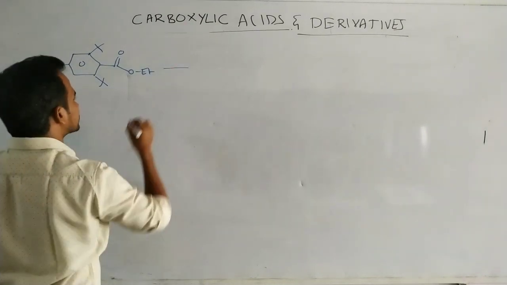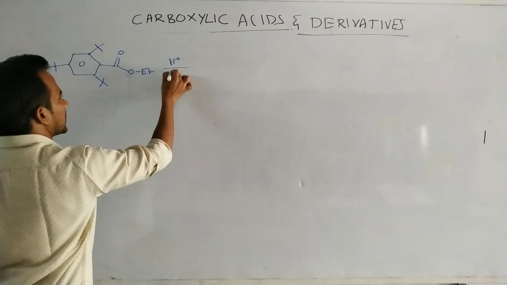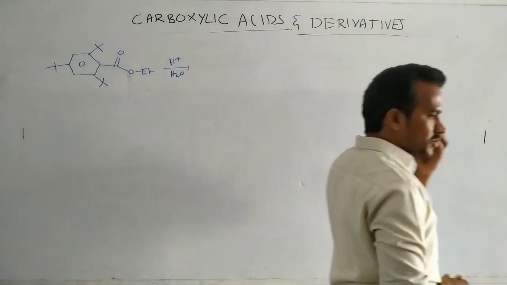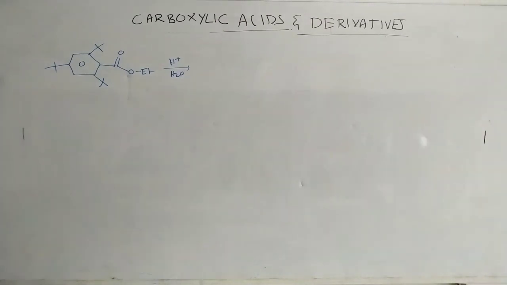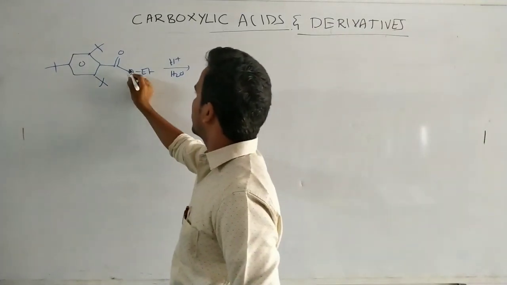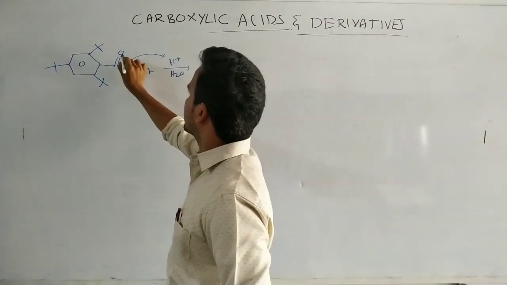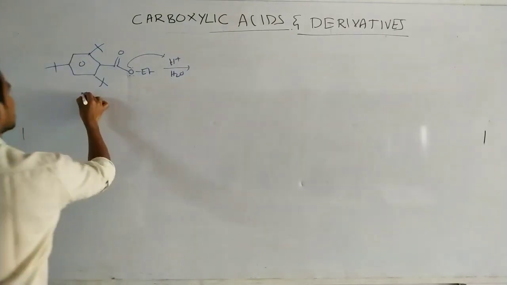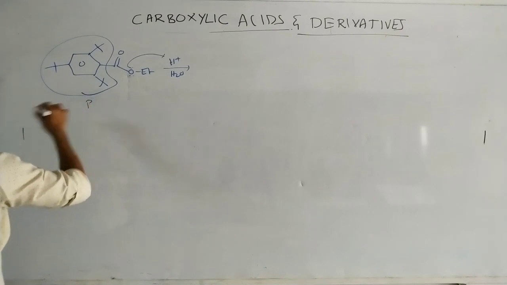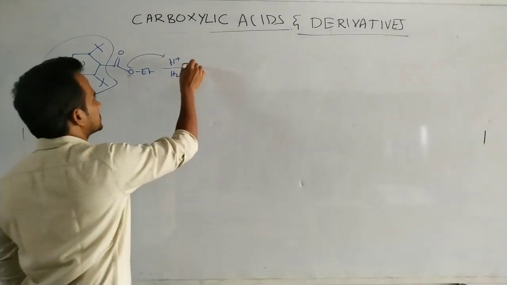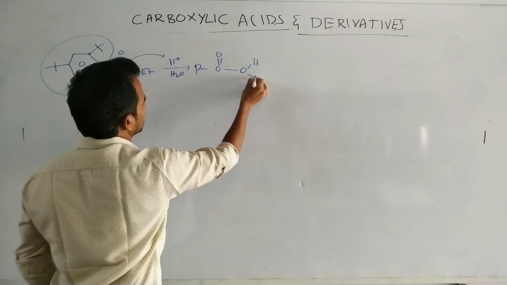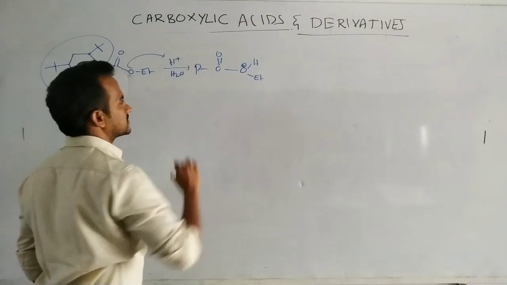In this case, H plus and H2O. So in this one, protonation takes place on the alkyl oxygen bond, because of the steric factor. Here protonation on the carbonyl does not take place. So protonation on the alkyl oxygen bond. Now this bulky group, for our convenience, is simply named P. P, C double bond O, O, H, ethyl alcohol plus.